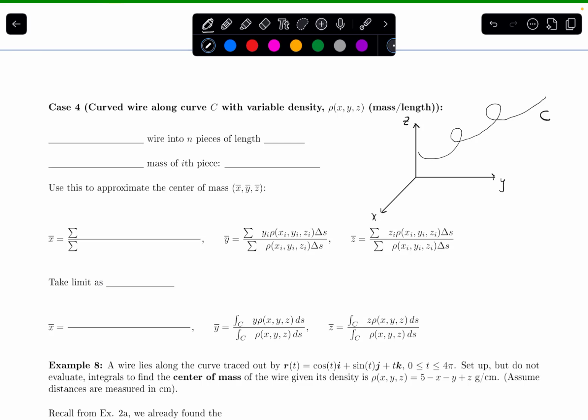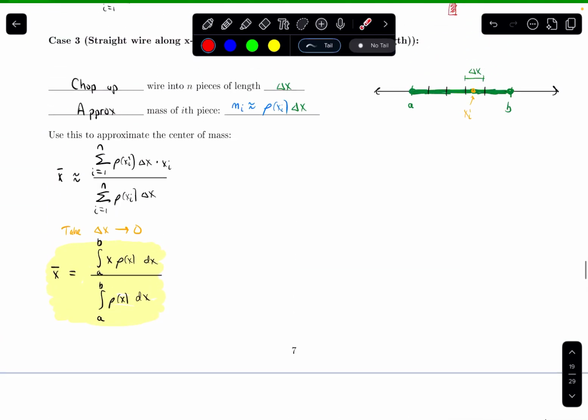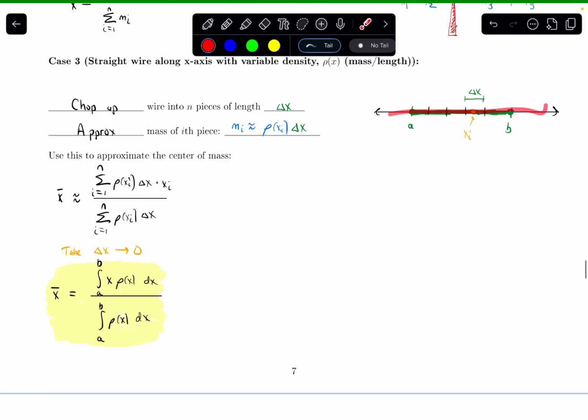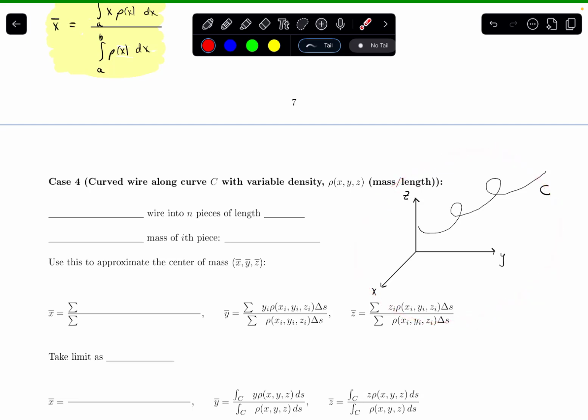Now, when we talk about the center of mass, the center of mass doesn't just lie along one axis. The center of mass is going to be at some point in three-dimensional space. So it'll have an x coordinate, a y coordinate, and a z coordinate. But I can start it off in the same way. Let us chop up the wire into n pieces. I'm just going to focus on one of the chopped pieces for the purposes of the picture. Let me focus on this piece. And I'm going to say this curved length is delta s. So each of these pieces will have a length of delta s.